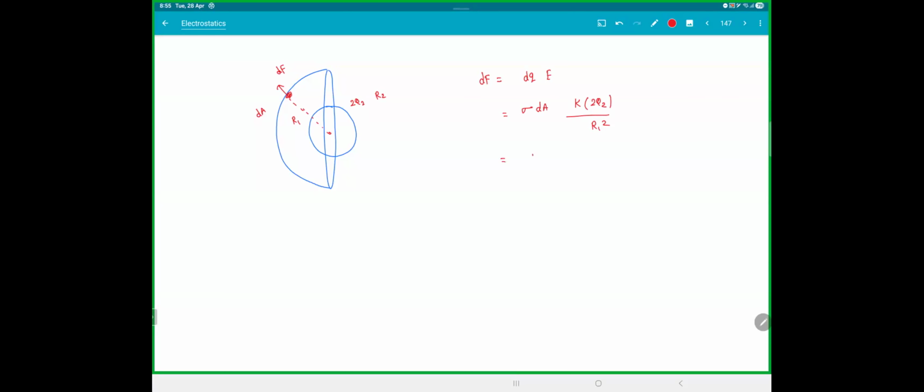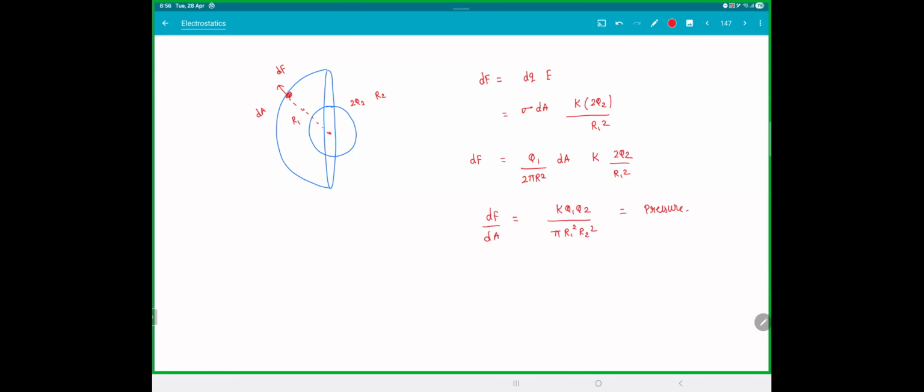What is sigma? q1 by 2 pi r square into dA. This is k into 2 Q2 by R1 square. This is the force on that small piece. If you bring that area down, you'll get dF by dA. This becomes K Q1 Q2, 2 will cancel. We end up with pi R1 square R2 square. This is nothing but pressure on the surface. The force acting on that small piece by area is pressure.